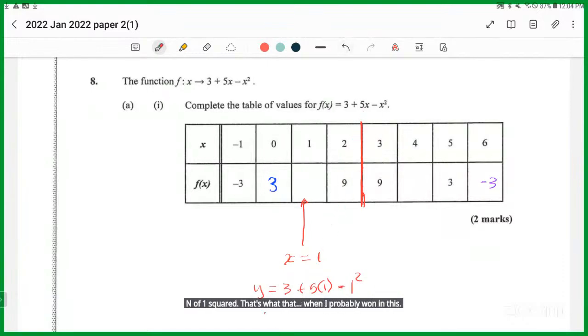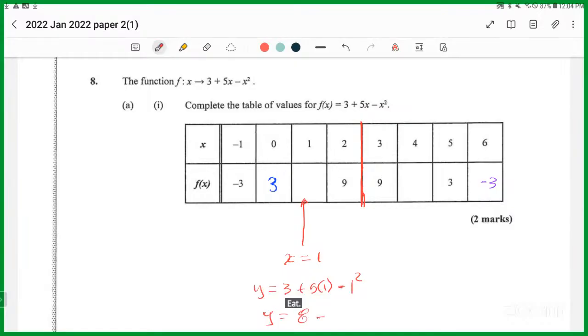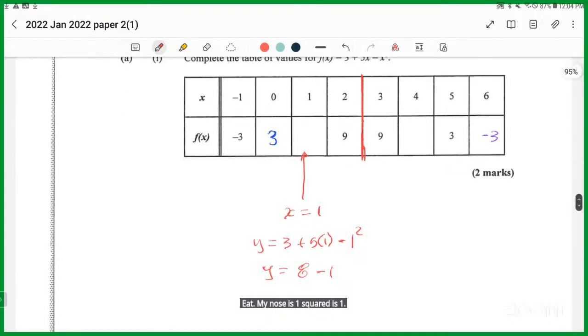Right? So the y value at that point, this works out to be a 5. That works out to be a 3. That's 8. Minus this 1 squared is 1. 8 minus 1 is 7. So right here, the value is 7. And put down in blue.